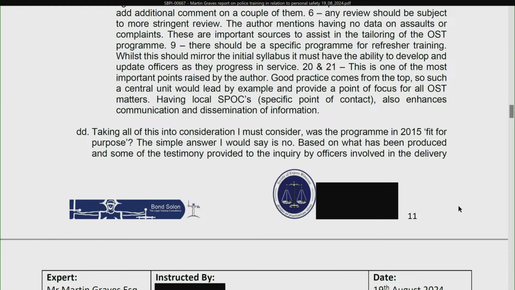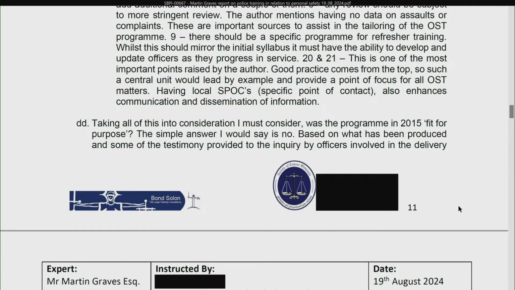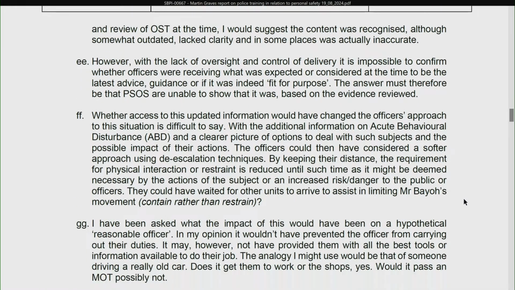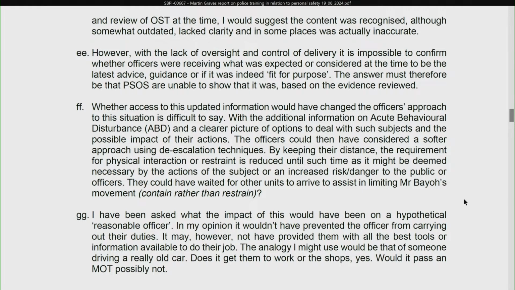Based on what has been produced and some of the testimony provided to the inquiry by officers involved in the delivery and review of OST at the time, and that would include Inspector Young, Inspector Bradley was later, but yeah, a number of officers have given inquiry statements, and you saw those as well. I would suggest the content was recognised, although somewhat outdated, lacked clarity, and in some places was actually inaccurate. And does that really sum up your overall views on the training that was available? At the relevant time, yes.